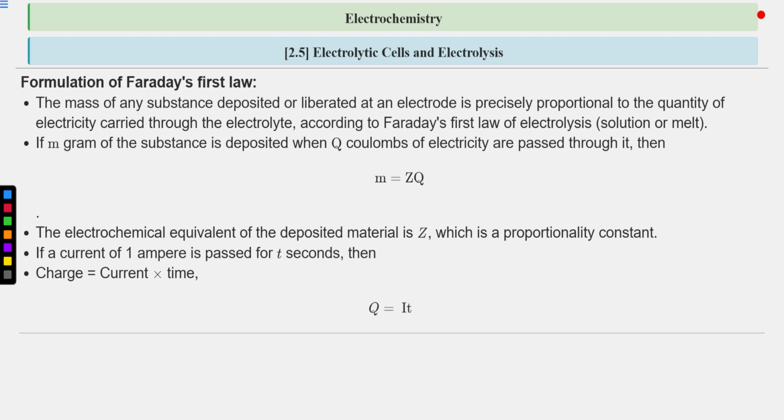So q is equal to it. We know that q equals it. And if 1 ampere of current is passed for t seconds, that means I is 1, then q will become equal to t, and you can put it here as m equals zt. Okay.